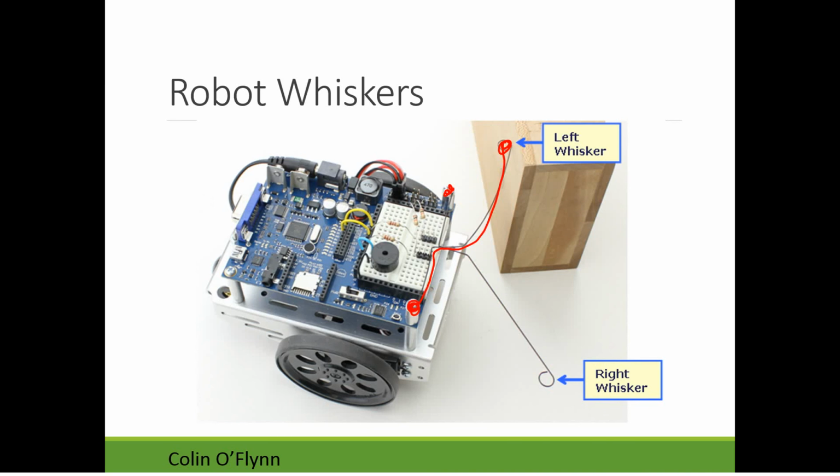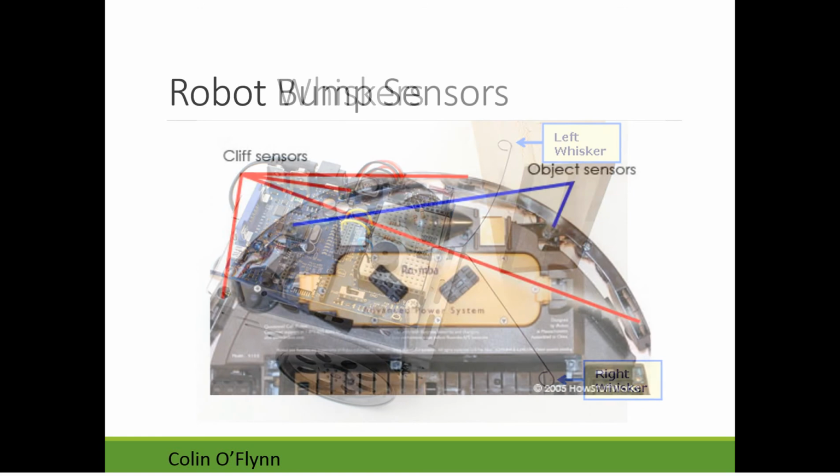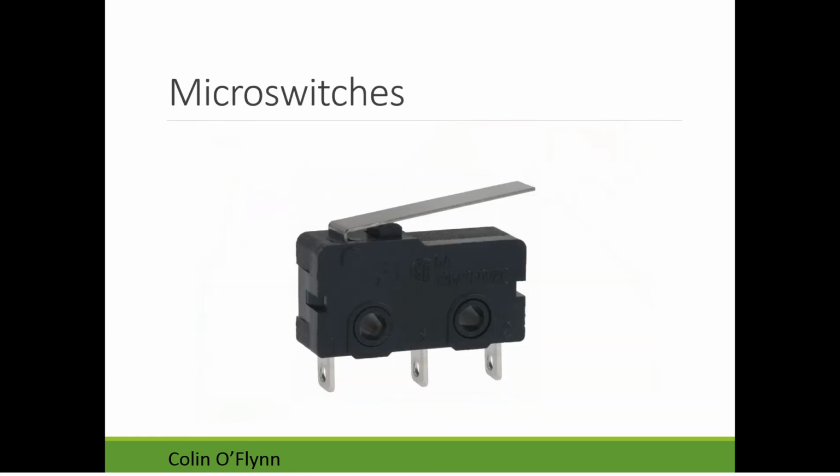So if you electrically charge one connection, it's just pushed against a little pin at that red point, and the whisker gets pushed against it and completes the electrical connection. What you do have in your kit is these micro switches, and you can use these for almost the same thing, except we tend to call them bump sensors instead.